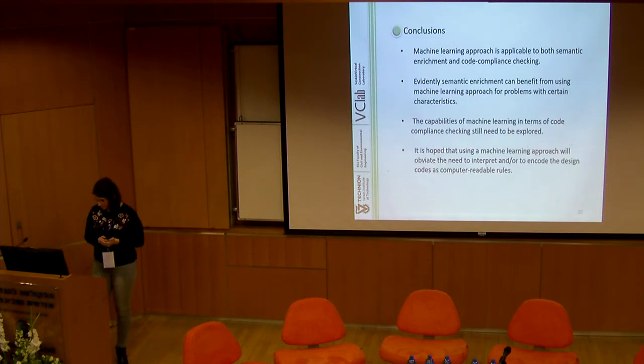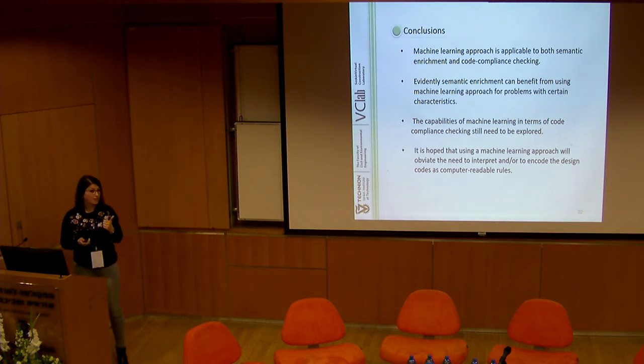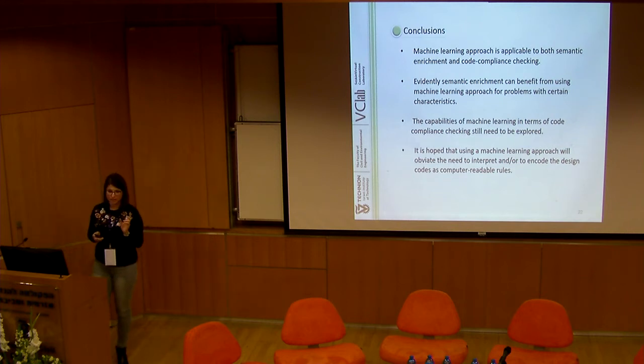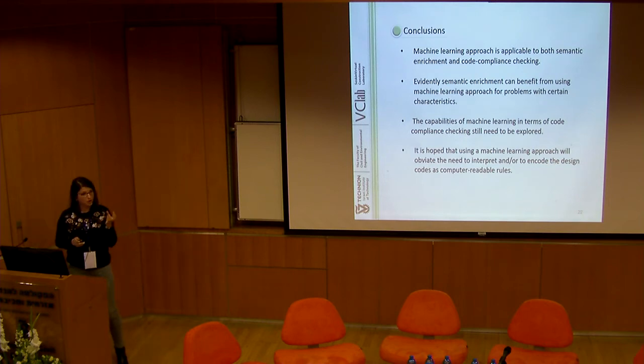Conclusions. I think probably the most important conclusion out of all of this is that machine learning is applicable to both semantic enrichment and to code compliance checking. We already saw the benefits of using machine learning for certain problems of semantic enrichment that have certain characteristics. For code compliance checking, we're really at the beginning of exploring this subject, but you saw the results, and that is very encouraging. So we do hope we'll be able to somehow ease this task of having to translate written codes into computer-readable rules.